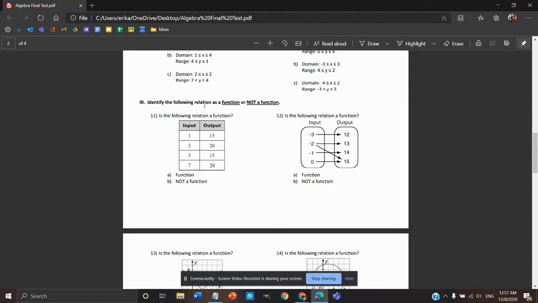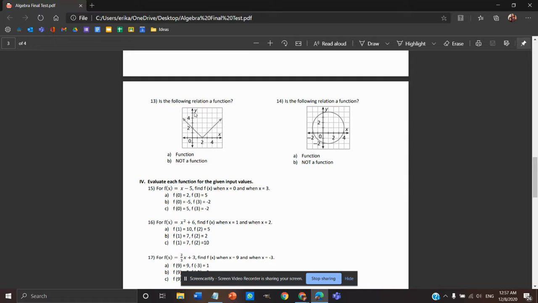Then you're going to identify the following as a function or not a function. And again, you're going to see the relations in that table. If you have one input to each output, you know what that is. If you have one output with more than one input, you know what that is. And again, here you can do your vertical line test to see if it's a function or not a function.